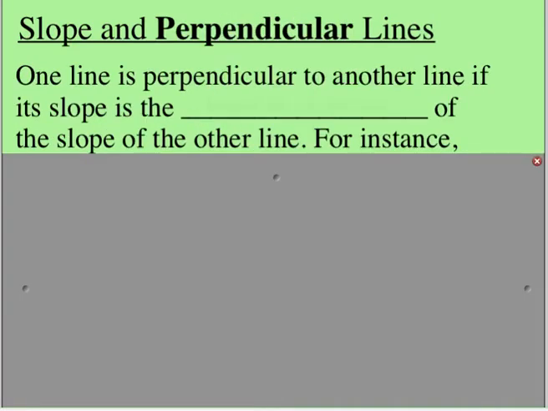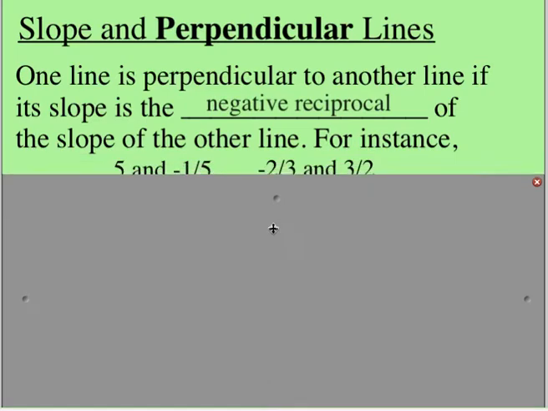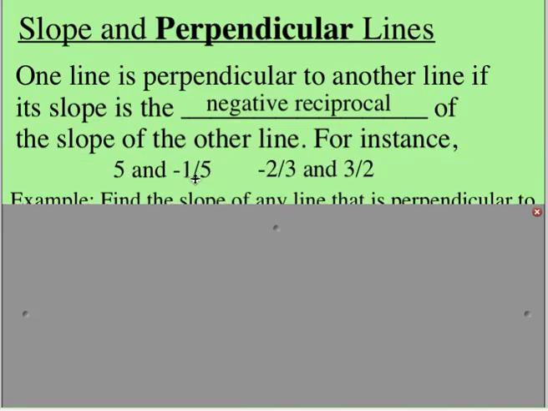Slope and perpendicular lines. One line is perpendicular to another line if its slope is the negative reciprocal of the other line. For instance, if you have a slope of 5 and a slope of -1/5, those two lines are perpendicular because they multiply to -1. A slope of -2/3 and a slope of 3/2, these are negative reciprocals, and so therefore the lines would be perpendicular because the slopes multiply to -1. So that's what a negative reciprocal is. The number has been flipped, and then you take the opposite sign.